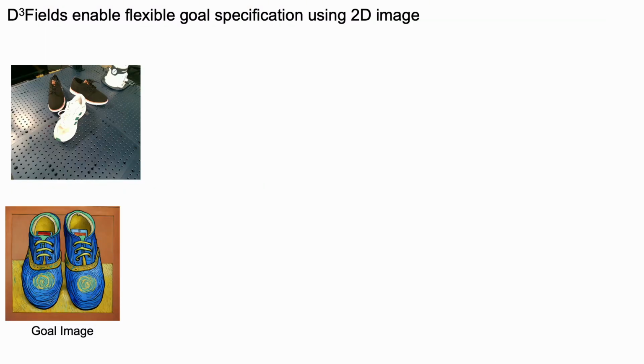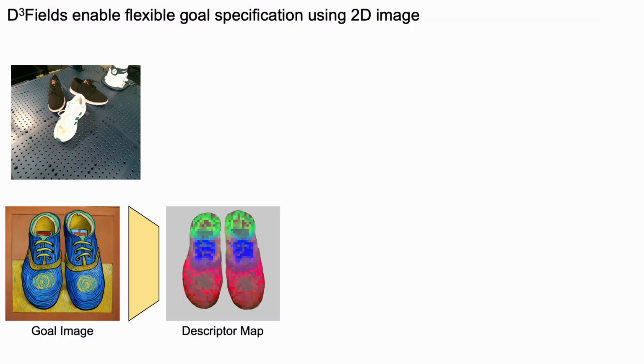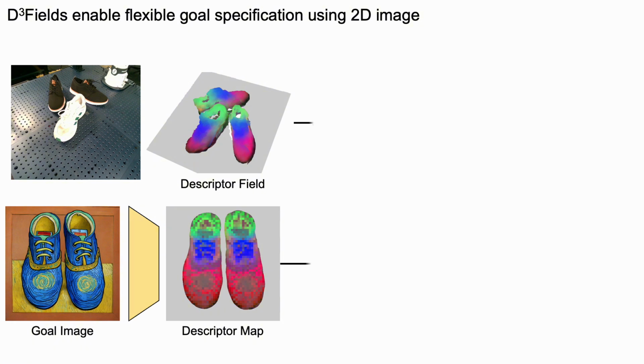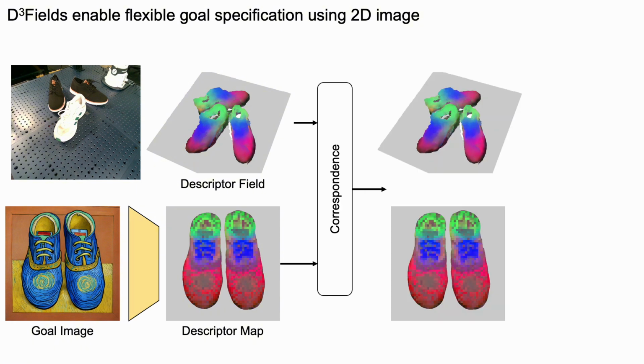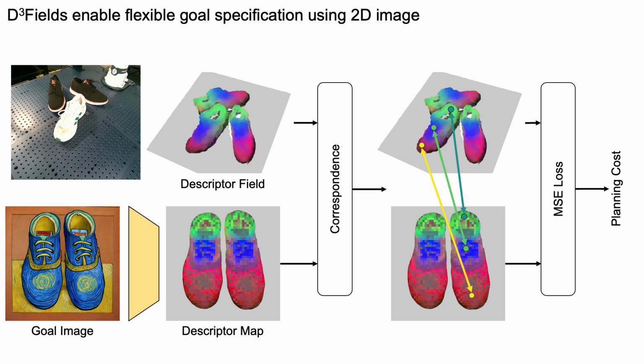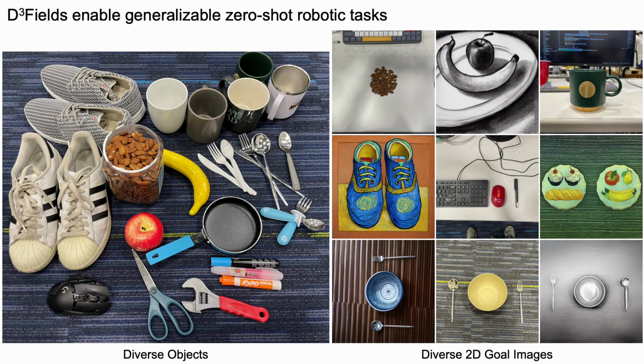Given a 2D goal image, we first extract the descriptor map. Then we correspond it with the descriptor field. Given this correspondence, we can compute the MSE loss to define the planning cost. We evaluate our method on diverse objects, as shown on the left, and 2D goal images with different instances and styles, as shown on the right.